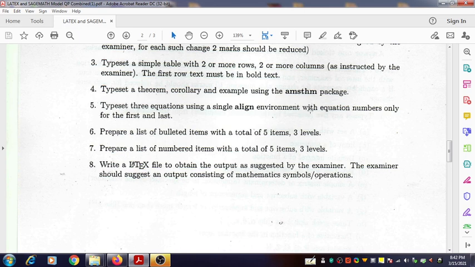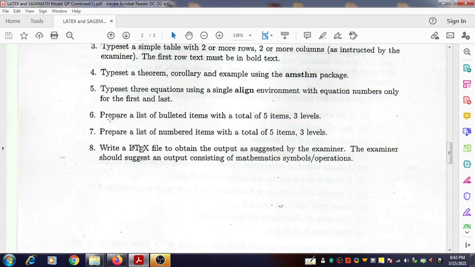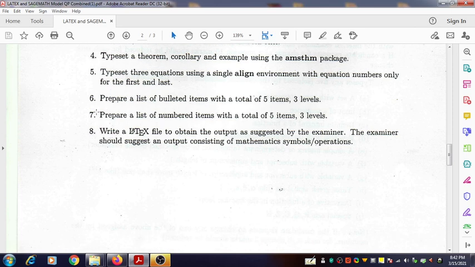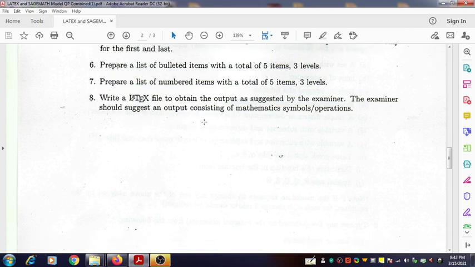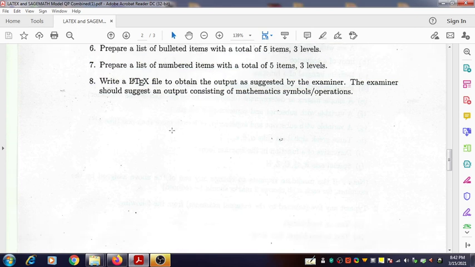And the sixth one, prepare a list of bullet items with a total of 5 items at 3 levels, and then prepare a list of numbered items with a total of 5 items at 3 levels. Eighth question, write a LaTeX file to obtain the output as suggested by the examiner. The examiner should suggest the output consisting of mathematical symbols and operations.